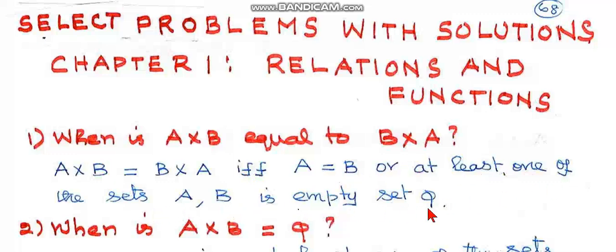The set phi. If and only if means the converse is also true. If A cross B equal to B cross A, then A equal to B or at least one of the sets A, B is the empty set. If A equal to B or at least one of the sets A, B is the empty set, then A cross B will be equal to B cross A.